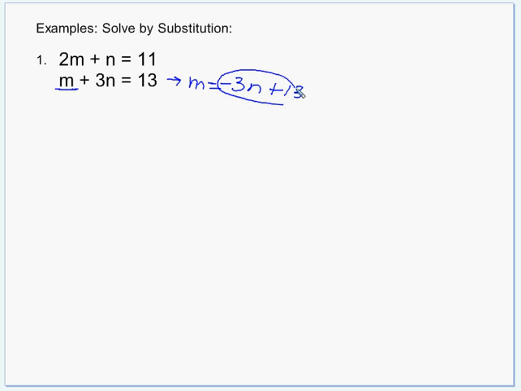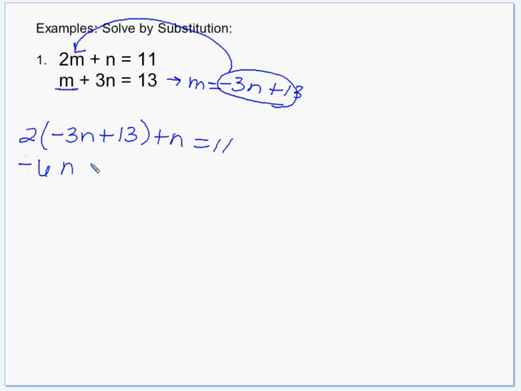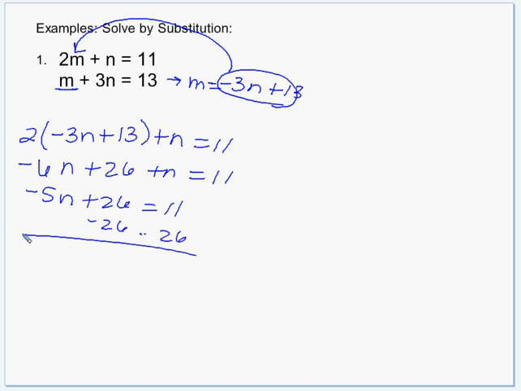Then I'm going to take this expression right here and substitute it into my other equation for m. So I'm going to have 2 times my negative 3n plus 13, plus n equals 11. And then go ahead and distribute. And then combine like terms. And then we're going to subtract the 26. And then divide by negative 5. So n is going to equal 3.